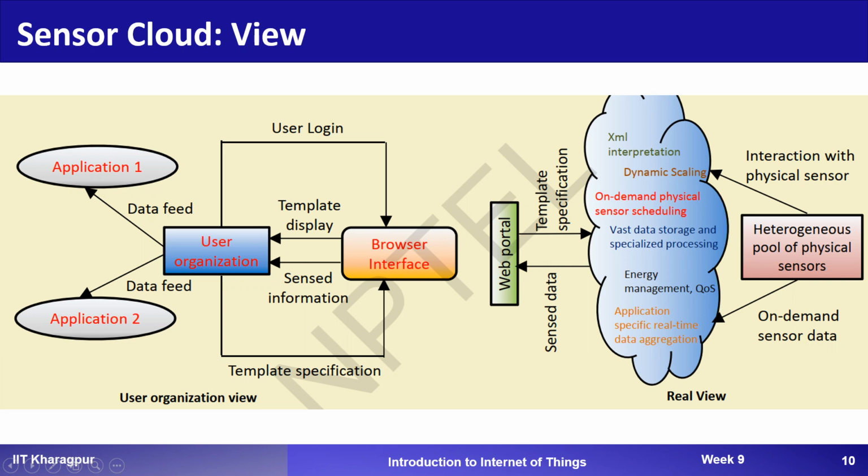However, in the real view, this is the end user point. The end user just sees a web browser, and through that browser only can access the data. The end user does not know which physical sensors were deployed, how these sensors are sending the data, or how many sensors they are using. The end user does not have any idea about that.